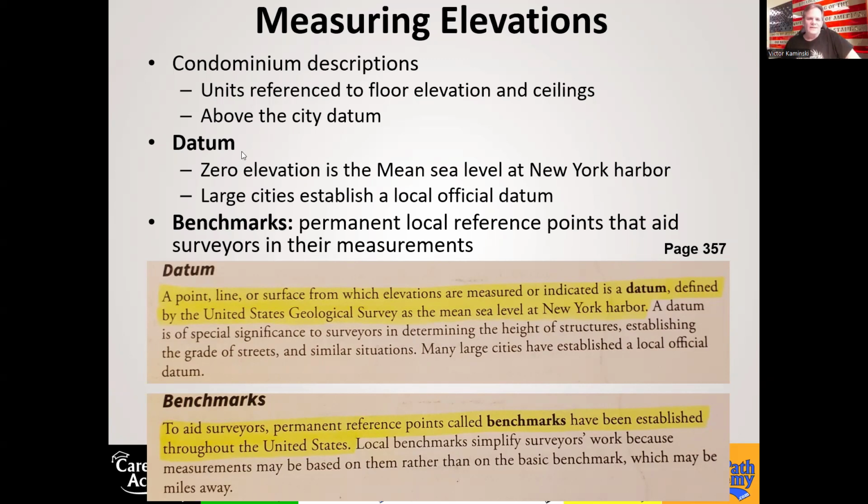All right, so datum is that measurement of elevation, and zero sea level is at New York Harbor, and they use that measurement all around the country. Benchmarks are those permanent local reference points that aid surveyors in their measurements. So we could highlight them now in the book, even though we had them on that one slide I told you to snap a picture of to study from.